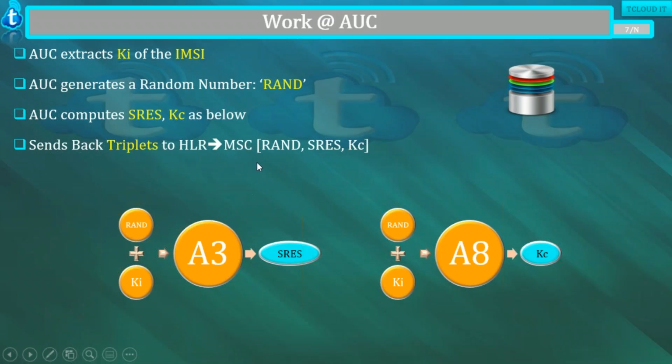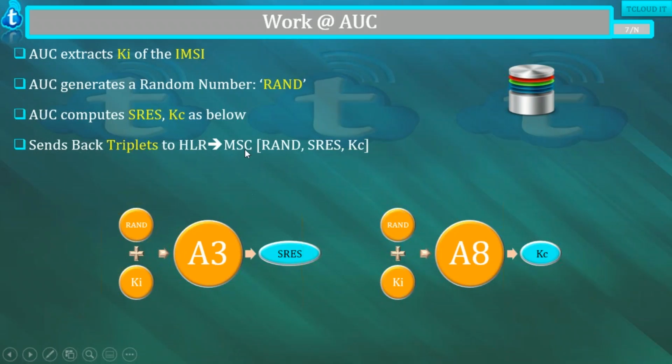Which three things am I talking about? The random number that is generated by authentication center, the SRES, and the KC. All these three things: that one is randomly picked by the authentication center software. The other two things are logically calculated by using two algorithms. These three things are called triplets. Because there are three, we are calling it a triplet. Tri means three. Okay, so these three parameters are going to be forwarded from authentication center to HLR.